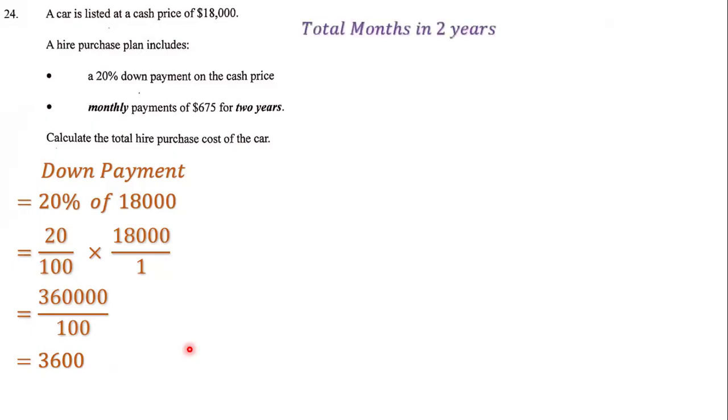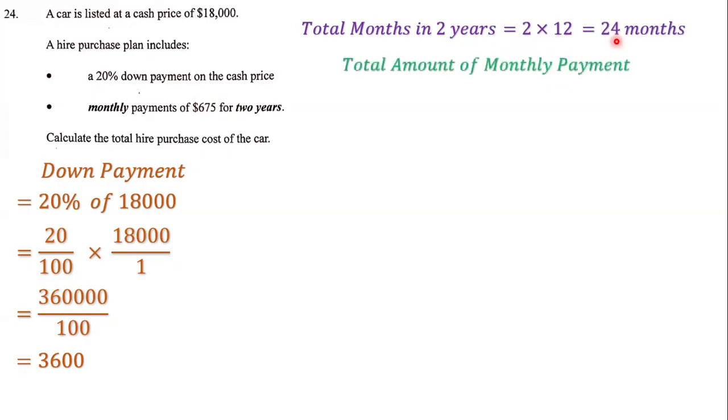Next, we need to figure out the monthly payments. The monthly payment is going to be $675, but for 2 years. So we're going to figure out how many months there are in 2 years. There are 12 months in a year, so we do 2 times 12, which is definitely 24. And so there are 24 months in 2 years. The total amount of the monthly payments is going to be $675 multiplied by 24, and 24 multiplied by 675 is going to be 16,200.